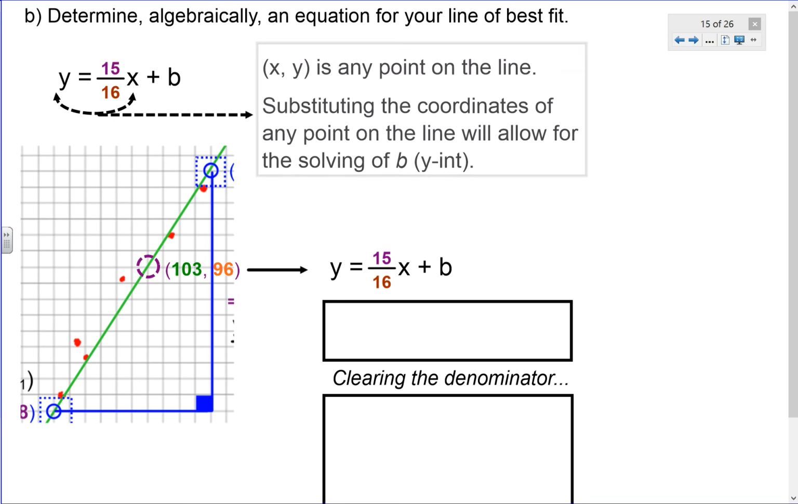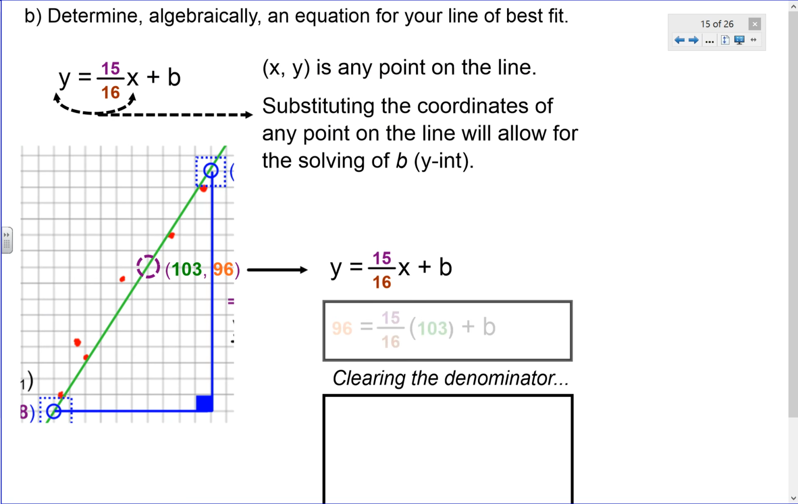Because x, y is any point on the line, we can go along. We can choose maybe one of the points we already have, or maybe we can choose another point. I like to choose a different point in case I've introduced some form of error using the original point. So it's always good to try something different. I've chosen this particular point; you might choose something else. So I'm using 103, 96.